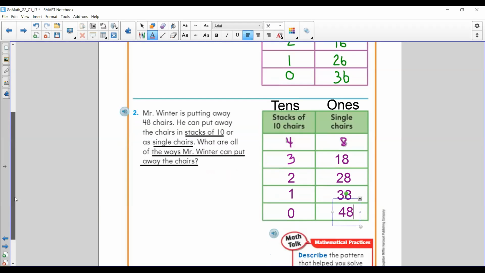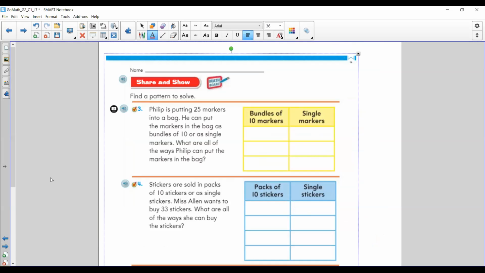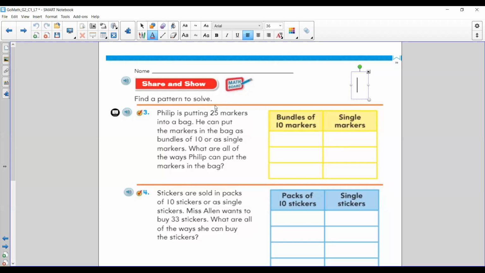So going down to our math talk, describe the pattern that helped you solve exercise 2. So let's look at this pattern and we'll talk about it as a class. And then we'll go to the next page. Okay, on this page, it's called Share and Show. Again, we are going to find a pattern to solve.